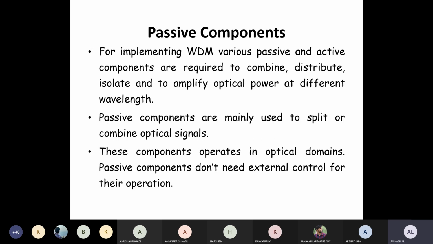If you have prepared the component to combine the signal, then automatically, when the power is on and the signal is fed, it will do only the combining operation. So external control is not required. That is exactly the meaning. These components operate in the optical domain, and passive components don't need external control for their operation. Please make a note of these things.